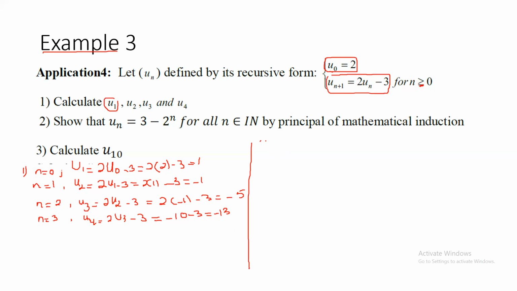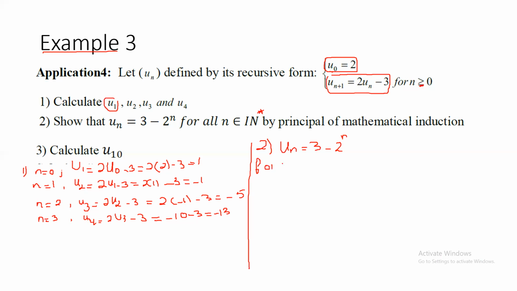Now, part 2: show that un equals 3 minus 2 to the power n by mathematical induction, for n belongs to n star, without 0. To prove by mathematical induction, we have 3 steps. First step, we prove that this relation is true for the smallest value of n.